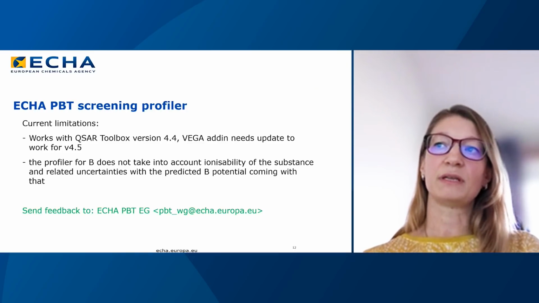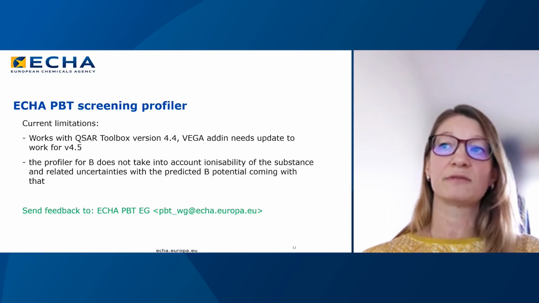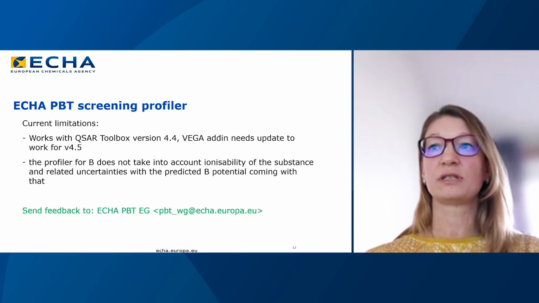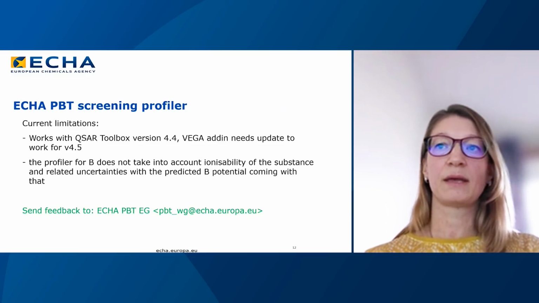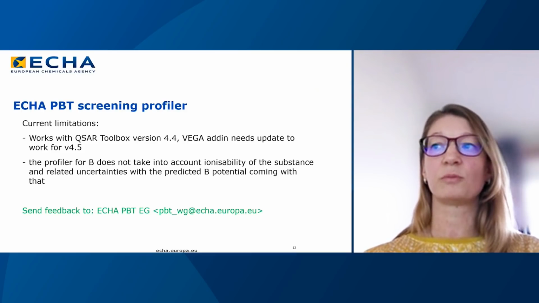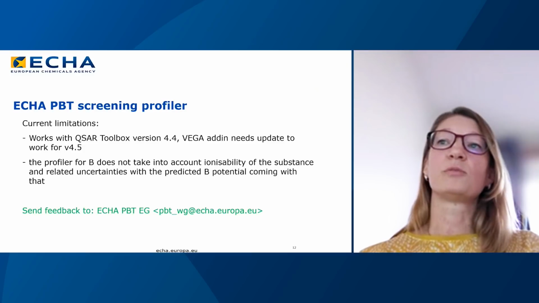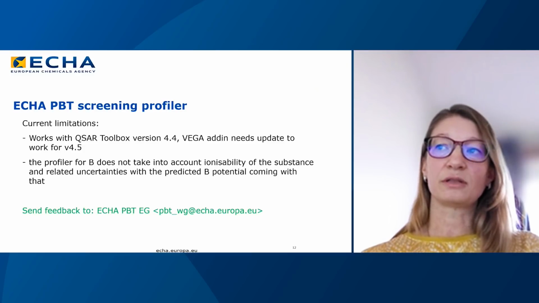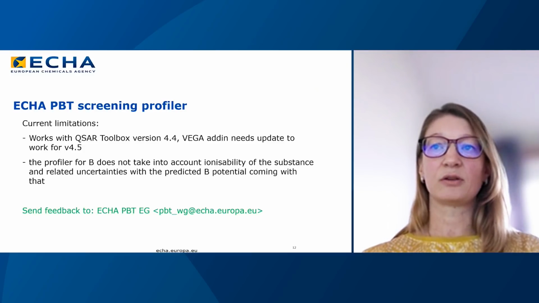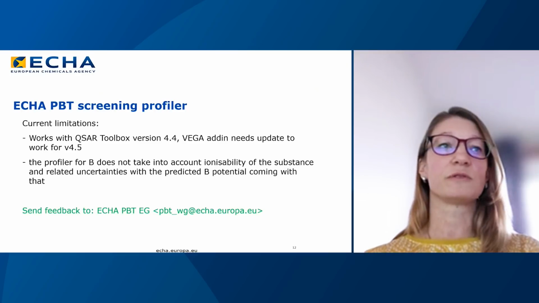Limitations of the ECHA PBT screening profiler are that it currently works properly only with the last version of the QSAR toolbox, which is the version 4.4. The Vega add-in needs still to be updated to work for version 4.5, which is the most recent version of the QSAR toolbox. Furthermore, the profiler cannot take into account the ionizability of a substance, and with that comes related uncertainties with predicting the bioaccumulation potential of such substances.